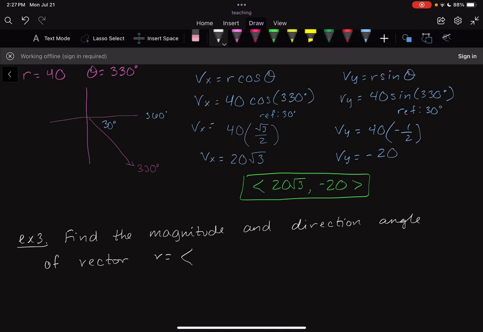I want to actually pick one that you don't need to use a calculator for. So let me go ahead and think of this real quick. Let's do negative 1 over 2, comma, square root 3 over 2.